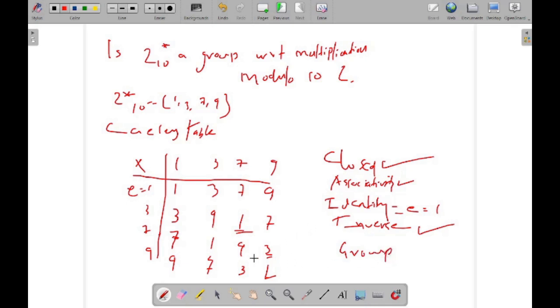Is this an abelian group? Yes, this is an abelian group because multiplication is commutative. A into B equals B into A. So we can say this is an abelian group.